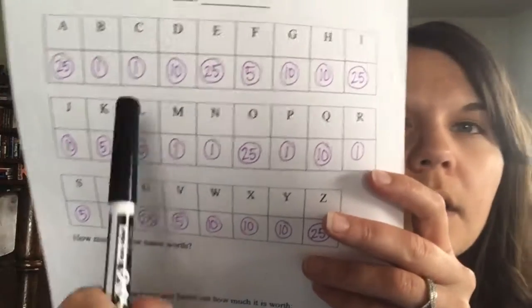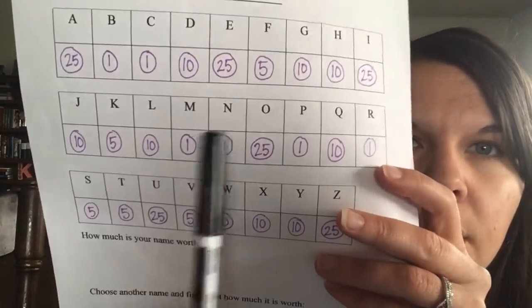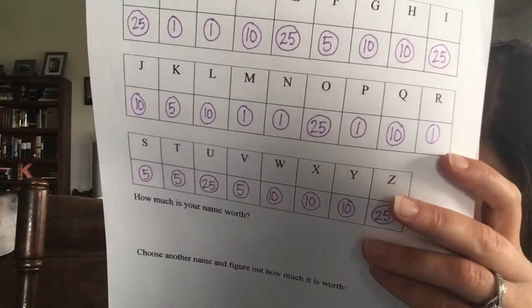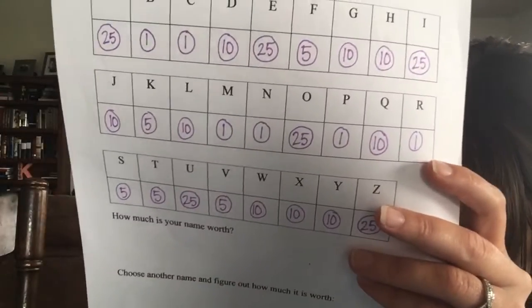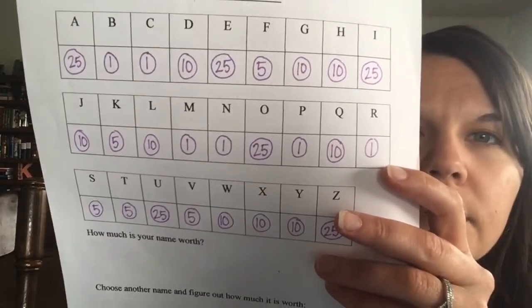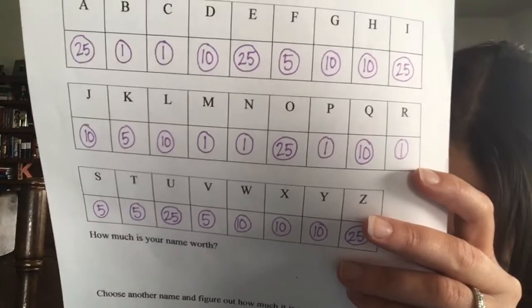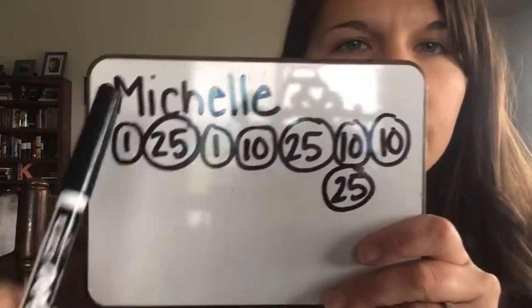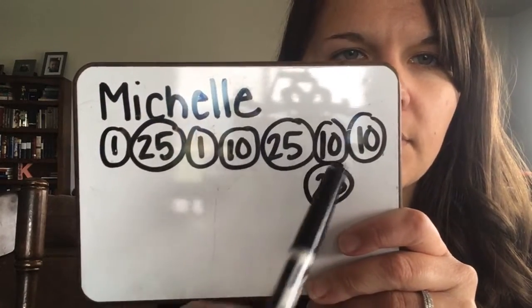C, penny. Oh dear. H, dime. E, quarter. L, dime. Another L, dime. And another E, a quarter. Okay, so this name has 8 letters. And I should have 8 coins. 1, 2, 3, 4, 5, 6, 7, 8.